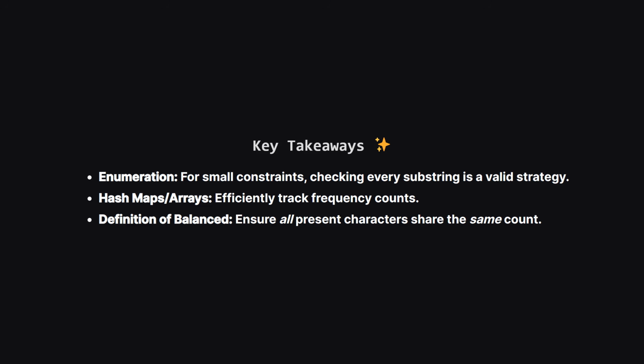So let's wrap it up. The key takeaways here are: first, don't be afraid of brute force or enumeration when the problem size allows it. Second, using hash maps or fixed size arrays is the standard way to handle frequency counting. And finally, always double-check the definition of the problem. Here, balanced meant equality across all distinct characters present.